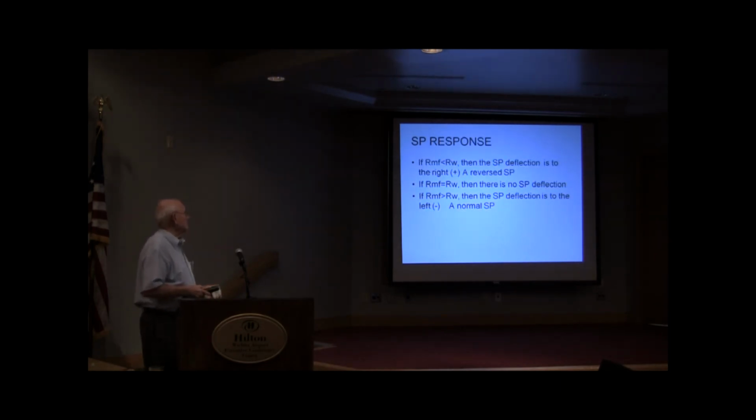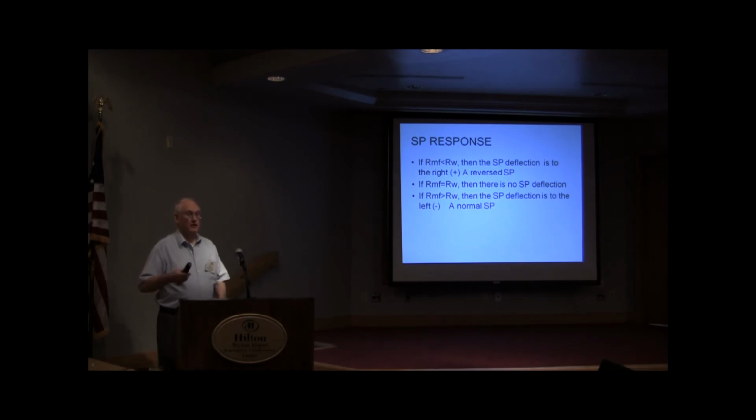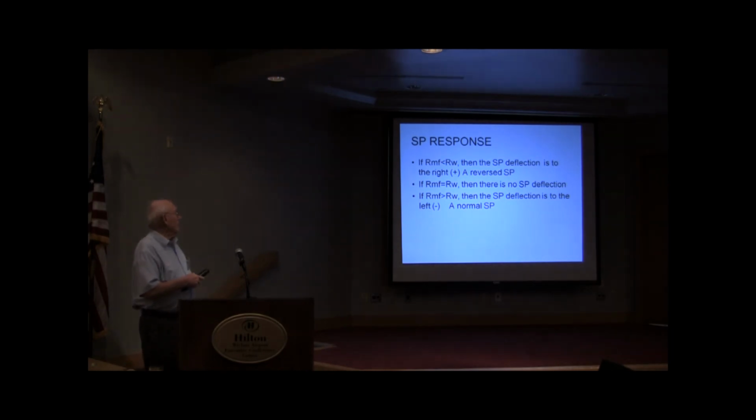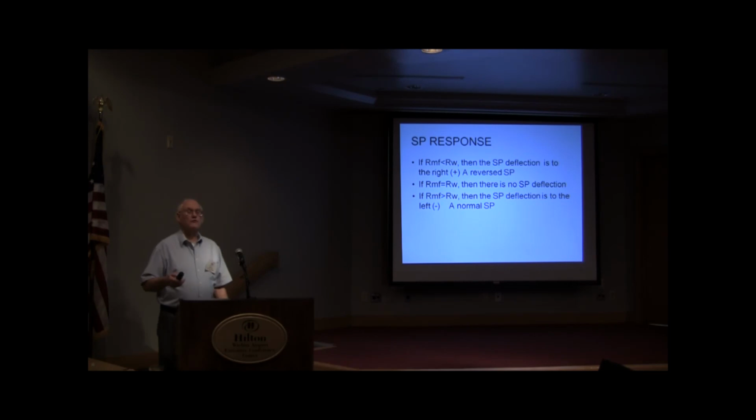If the RMF is less than the RW, and remember, I think it was Richard who mentioned the average RW in Kansas is about 0.04. That's what I always use when I start out. If I don't know, I'll use 0.04 and then adjust from there. So if RW is 0.4 and RMF is less than that, you get a deflection to the right, a reversed SP. This will be your freshwater sands, usually more shallow.